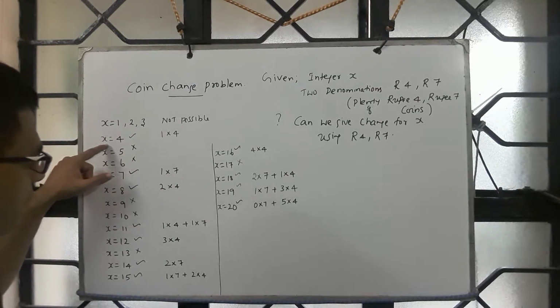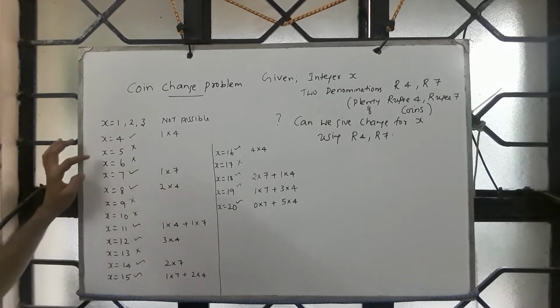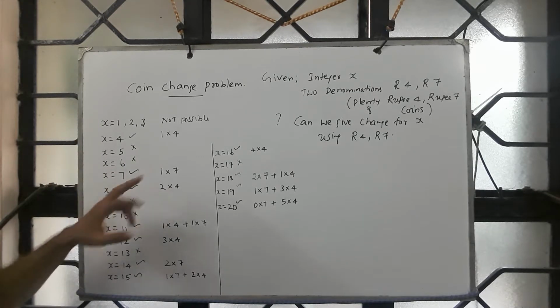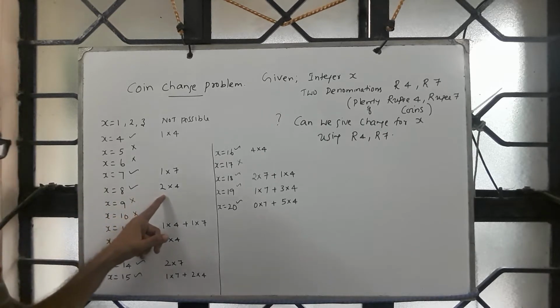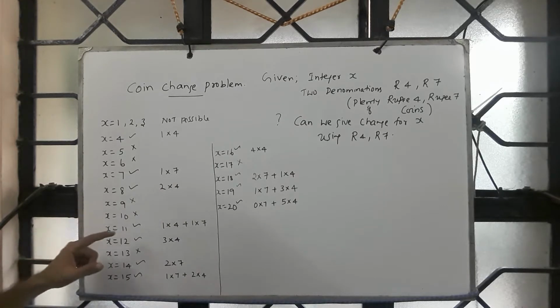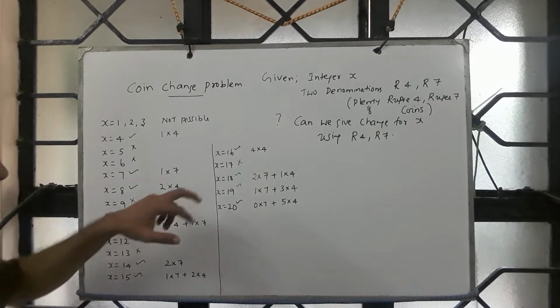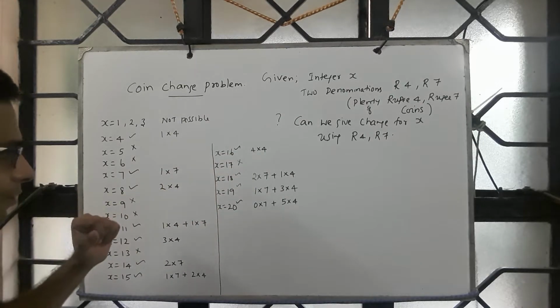When x is 4, yes, change is possible, one can give one 4 rupee coin. When x is 5, 6, no. When x is 7, you can give one 7 rupee coin. 8 is yes, you can give two 4 rupee coins. And 9, 10 is no. 11 you can give. So like this, some of them are yes, some of them are no. For example, 16 is yes, 17 is no.